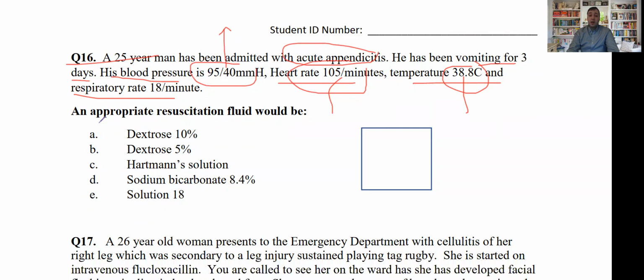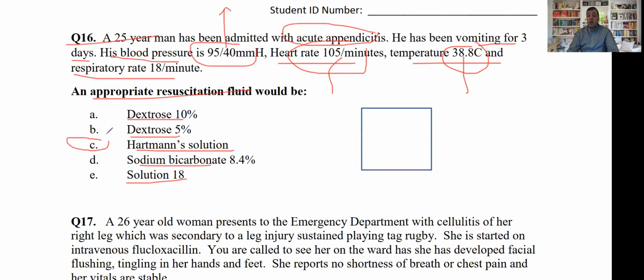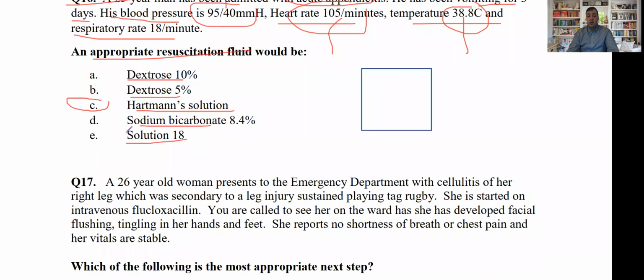And so the appropriate resuscitation fluid would be dextrose, which is glucose 10%, or dextrose glucose 5%, or Hartmann solution, or sodium bicarbonate, or solution 18. So the gold standard type of fluid used for resuscitation is isotonic crystalloid. Isotonic crystalloid, either Hartmann solution, or lactated Ringer, or normal saline. All of these fluids are isotonic crystalloid.